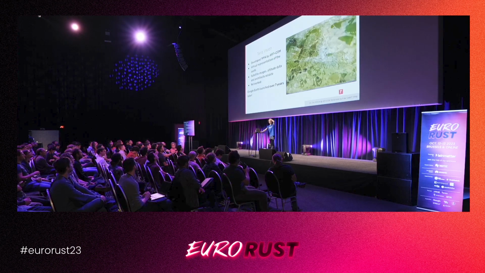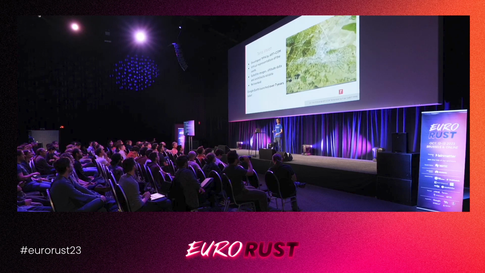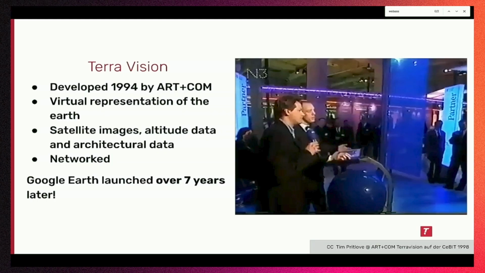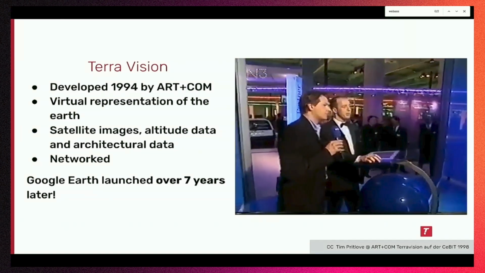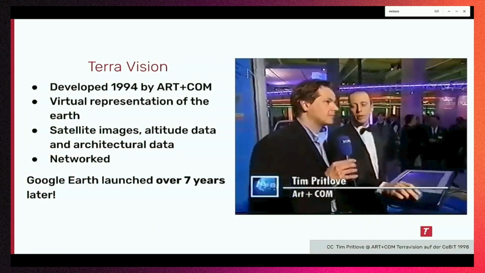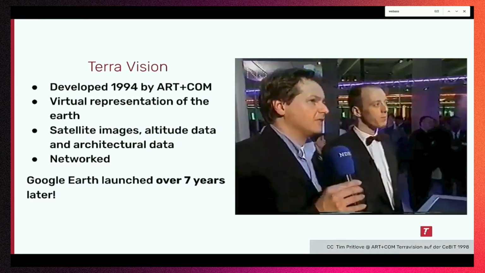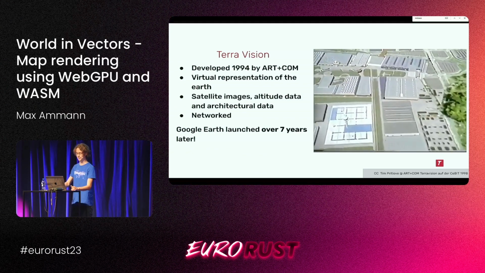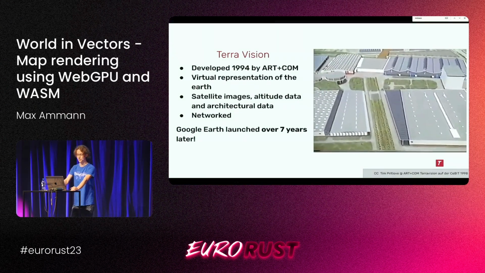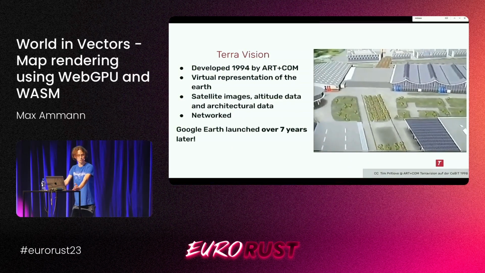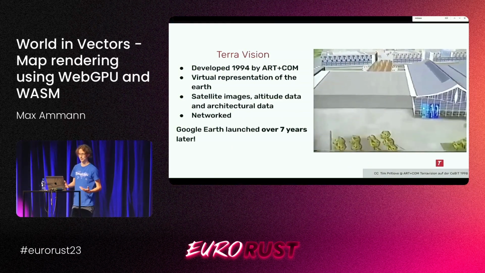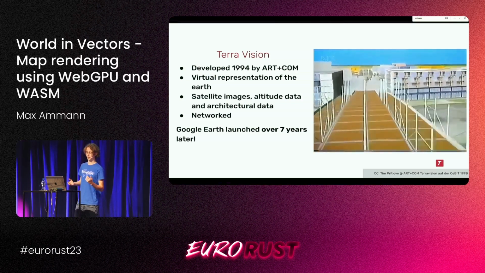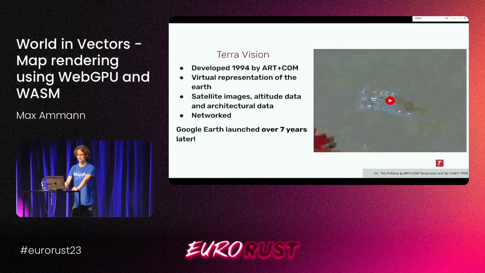The first real project for map visualization was TerraVision. It was developed in the 90s, so it's really old. It actually predates Google Maps or Google Earth, and there were legal battles. Google basically copied them, but I don't know, there's a Netflix series about that if you're interested. It was the real first usage of maps, and you had satellite images, you could fly through the world. It was already networked, and I think this is very cool.